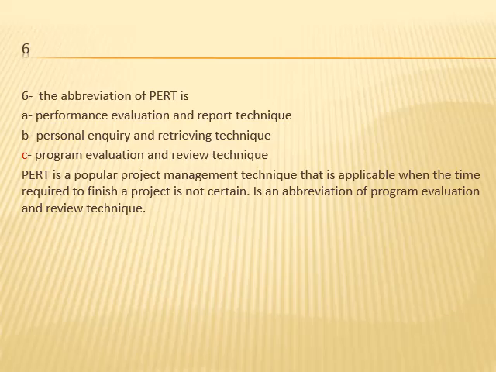Break down the abbreviation of PERT. PERT is an abbreviation of what? Option A: Performance Evaluation and Report Technique. Taking the first letter of each word: Performance, P. Evaluation, E. R stands for report in this option, and T stands for technique. Let's see option B.